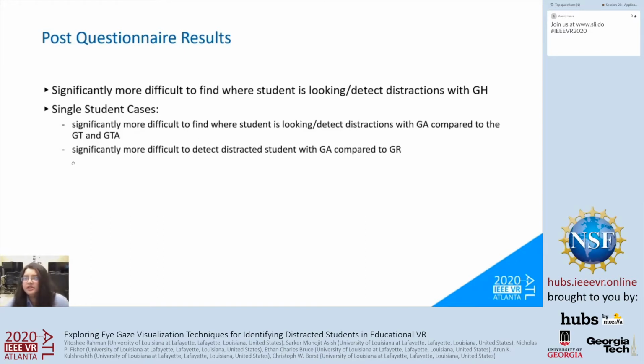Post-questionnaire results. All our questionnaire items were Likert-type items, and we used Friedman's test with post-hoc analysis using the Wilcoxon signed rank test. To determine significance, we used an alpha value of 0.05. Gaze heat map was significantly more difficult for finding a distracted student. For single student cases, gaze arrows were more difficult compared to gaze trail and gaze trail with arrows for detecting gaze direction and/or distraction. Also, compared to gaze ring, gaze arrow was more difficult for detecting distraction.